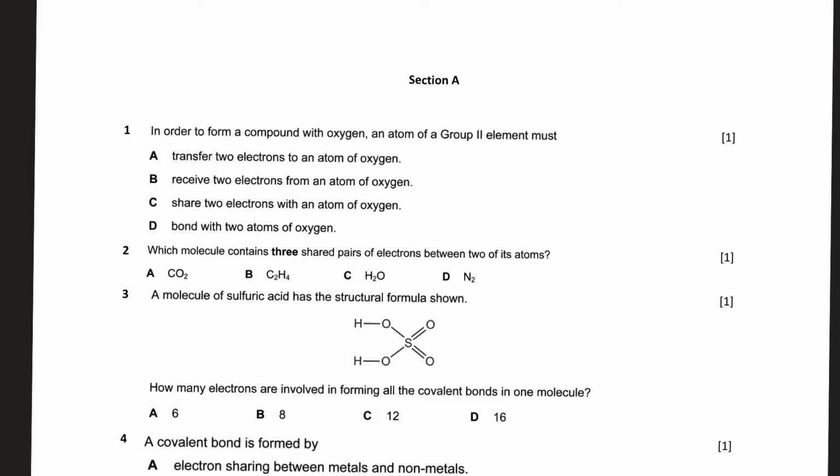Question number 1 says, in order to form a compound with oxygen, an atom of group 2 element must. Now group 2, as we know, this is actually a metal. So because you have a metal here, what must a metal do? Usually what a metal must do with oxygen, which is a non-metal, is transfer electrons. If it transfers electrons, then we know that this is actually ionic bonding, which means this is not a covalent bond right away.